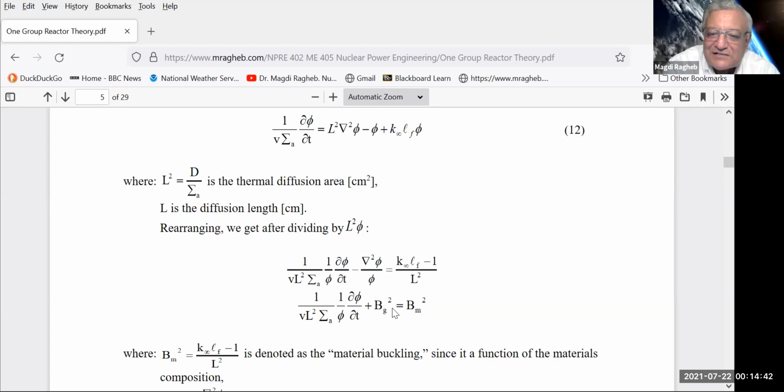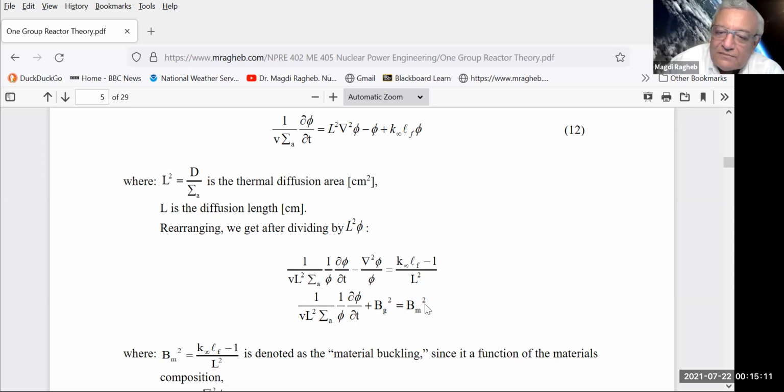That simple equation that we have here says for steady state, the geometric buckling must be made equal to the material buckling. It tells us a different story for engineers. It tells us that if you have a certain geometry of materials, moderator, coolant, and fuel, you have to match the geometry to the material composition. If you match them, you have a steady state system. d phi by dt is not going to change as a function of time.